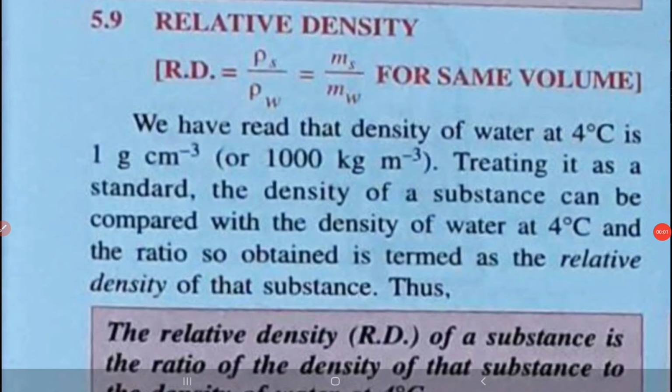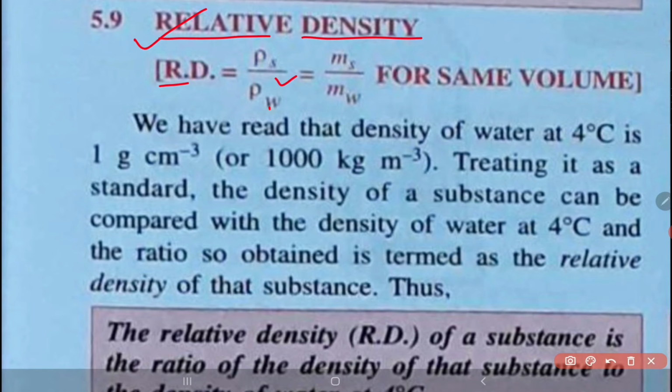This video is for class 9 physics, and in this video we are discussing relative density. The word relative here means in relation with, right, with the density of what? So actually here they have written RD equals rho s upon rho w, which is the density of a substance upon the density of water.